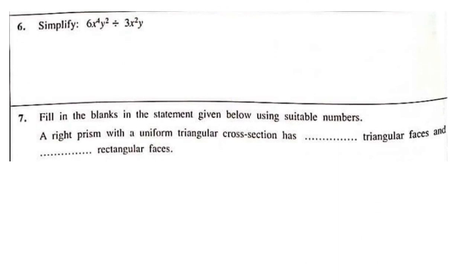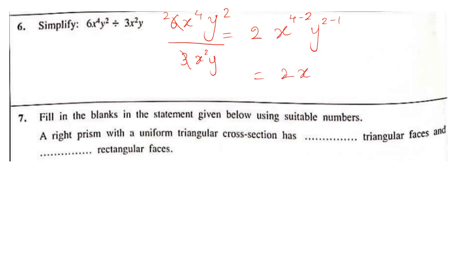So you have to simplify this. This is a very simple question: 6x to the power 4 y squared divided by 3x squared y. Then you can cancel out and you get 2. Then here you get 2 x to the power 4 minus 2, y to the power 2 minus 1. Then this is 2x squared y. So this is the answer.